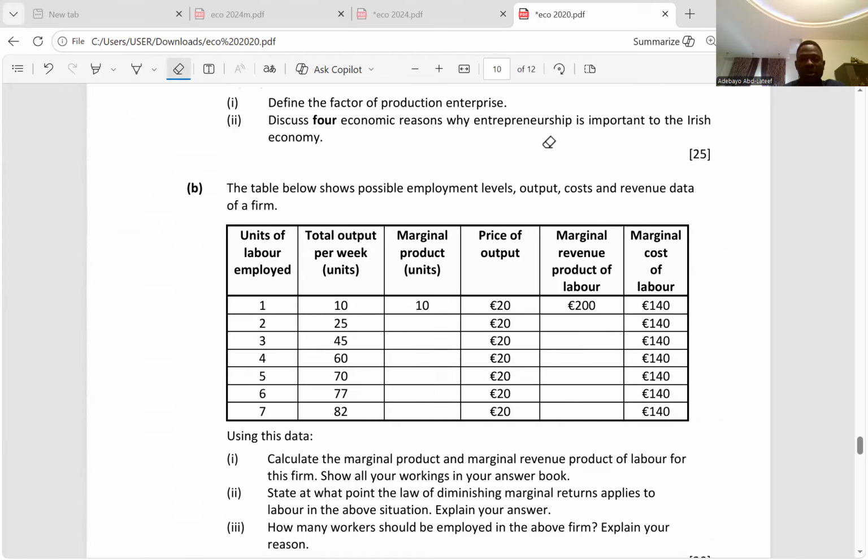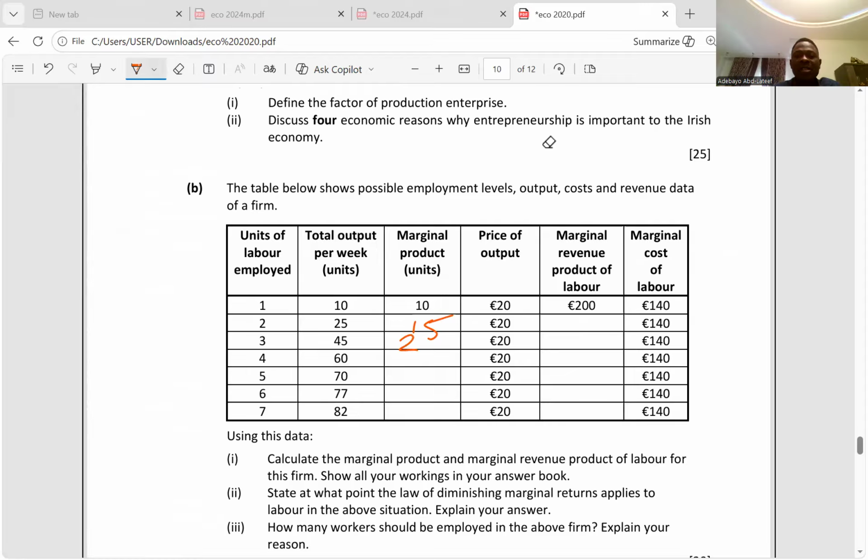So to find marginal product, we're going to start with this. Marginal product is TP2 minus TP1. So 25 minus 10, this is 15. 45 minus 25, that's 20. 60 minus 45, that's 15. 70 minus 60, that's 10. 77 minus 70, that's 7. 82 minus 77, that's 5. That's marginal product. Now we need to find marginal revenue. To find marginal revenue, it is marginal product multiplied by price. This multiplied by this.